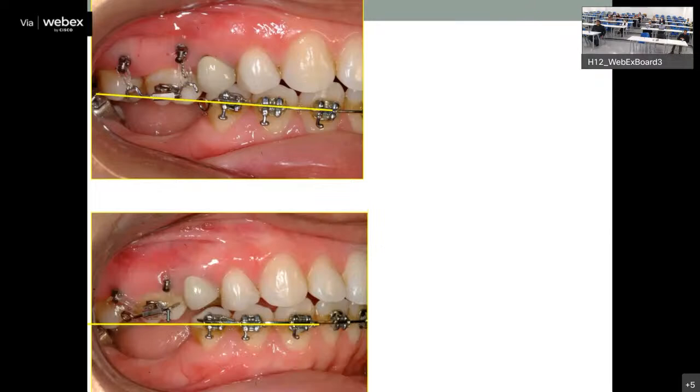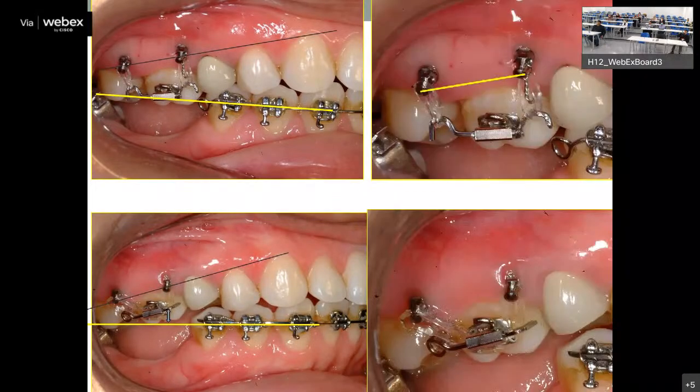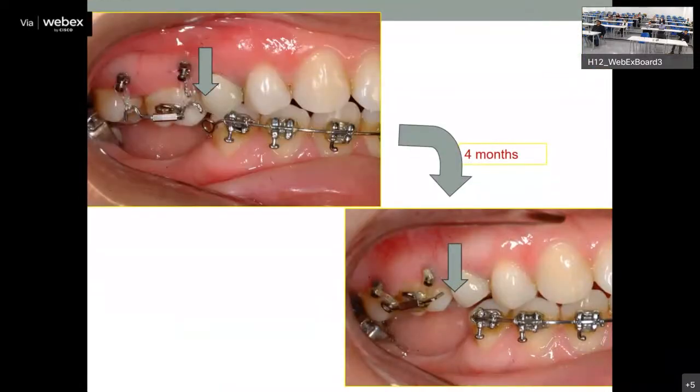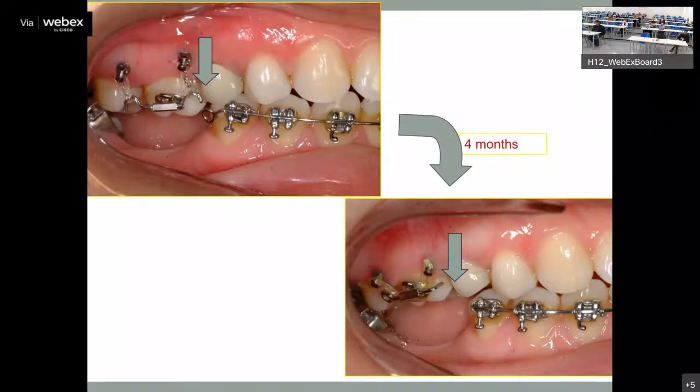With time, you can notice that the situation is getting better. And from here to here, it took around 4 months to achieve a good level of the upper first molar. It's leveled now with the adjacent teeth, and the vertical clearance for the lower restoration is enough.